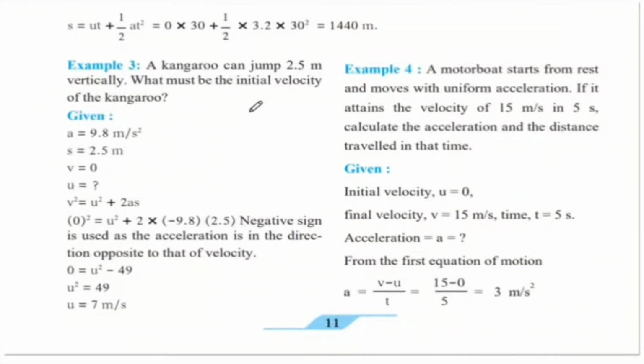The final velocity would be 0 because when you jump in the air, at one point you come to a rest. So the displacement would be 2.5 meters because that was the distance of the jump, and the acceleration would be 9.8 meter per second square. So how do we come to know the acceleration is 9.8 meter per second square? Because it is not given in the example. This is actually the acceleration provided by gravity.